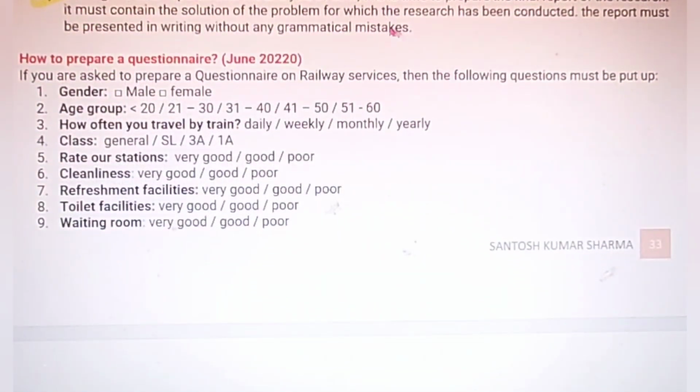And this question, to make a questionnaire. Now this question also came in June 2022 exams. So preparing a questionnaire, if you are getting a questionnaire, that means it's a very easy one to prepare. You'll be given a case and you can divide the case like this. Now this is one format or specimen that I have taken from railway, like railway services here. So the question was to prepare a questionnaire on the railway services.